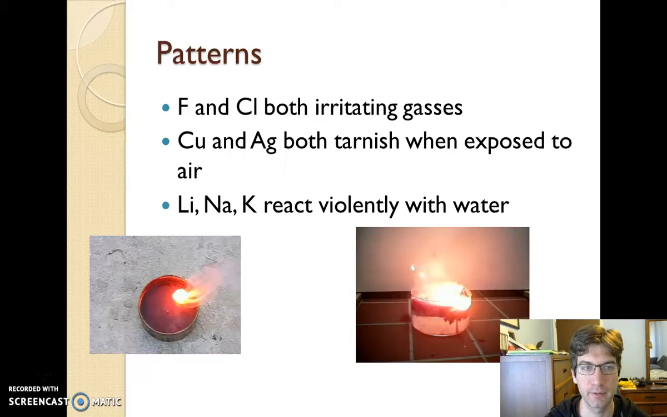Cu is copper and Ag is gold. Or I'm sorry, Ag is silver. Au is gold, Ag is silver. Copper and silver both tarnish when they're exposed to air. You probably know that if you have fancy silver in your house, that it probably gets polished, or mom, dad complain that it never gets polished and it should be polished. But you probably noticed copper turns kind of a greenish color when it tarnishes and stuff as well.